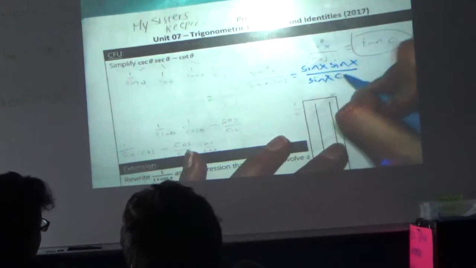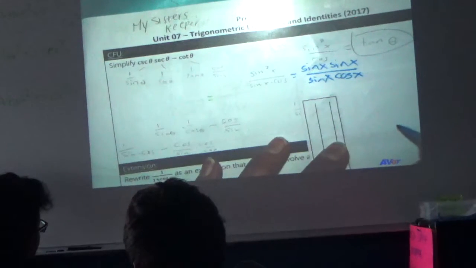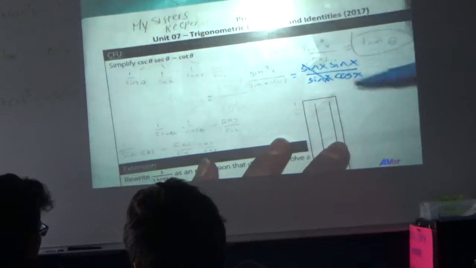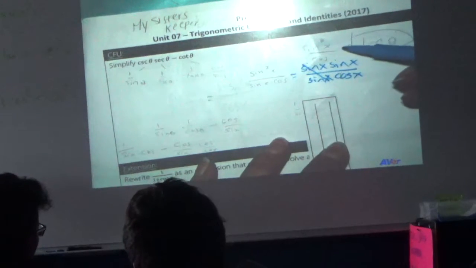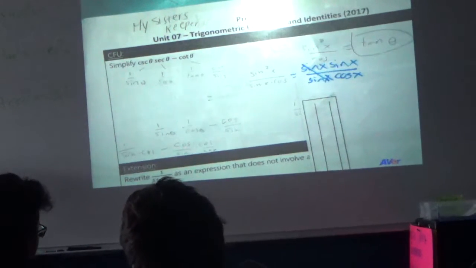And what can I do with the sines? So then we get sine over cosine, which is what she has up here. I just wanted to show you where she got that and what sine over cosine is equal to. Tangent.